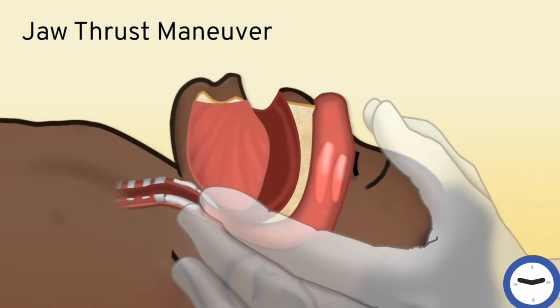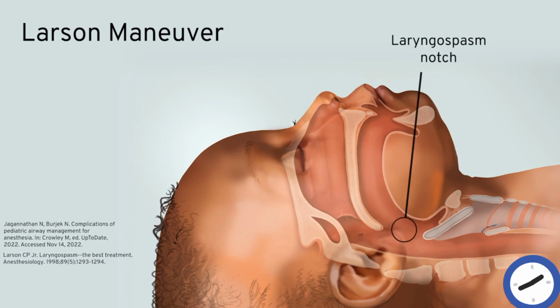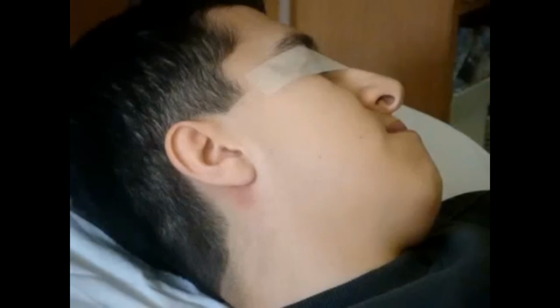The jaw thrust maneuver works because the vigorous forward pull of the mandible lengthens the thyrohyoid muscle and unfolds the supraglottic tissue. Another maneuver to try is called the Larson maneuver, which is firm pressure at the laryngospasm notch, which is located slightly cephalad to the earlobe between the mastoid process and the mandibular condyle.